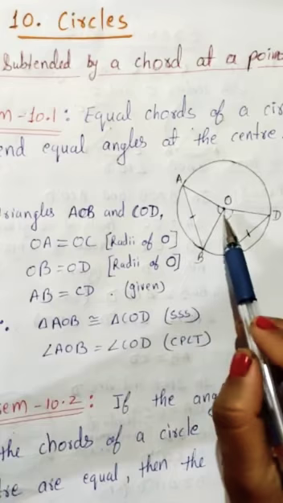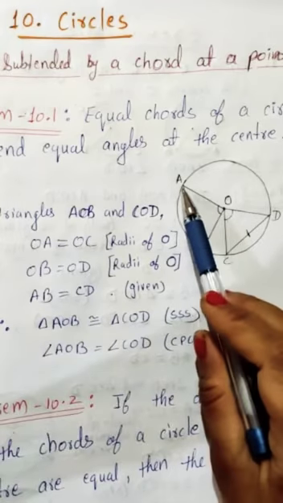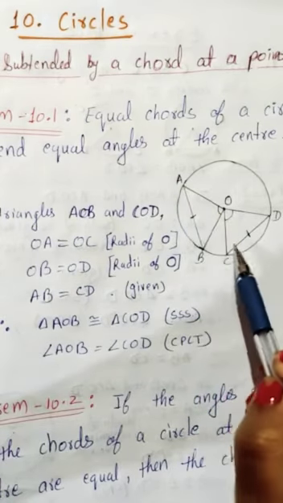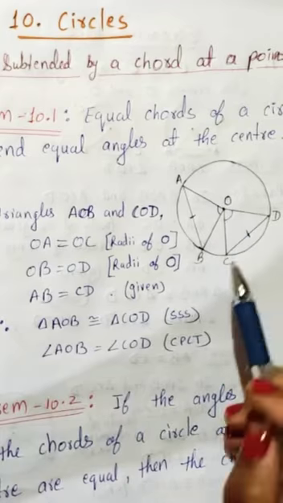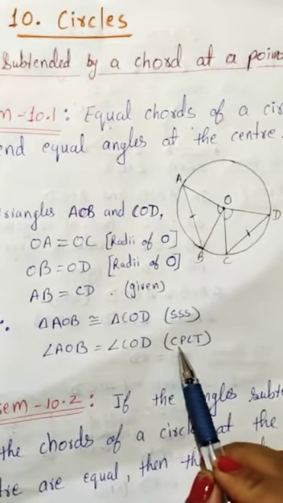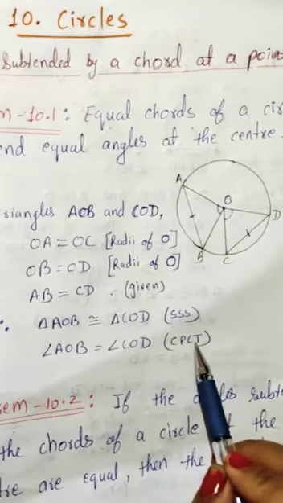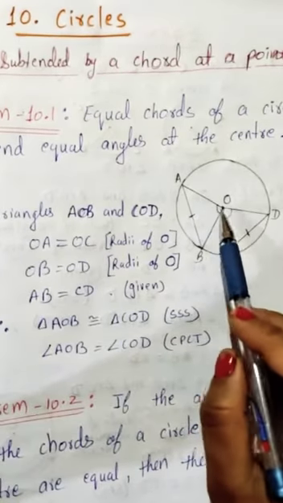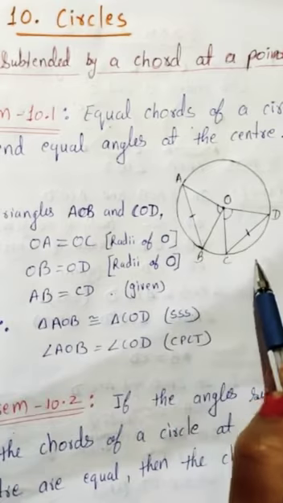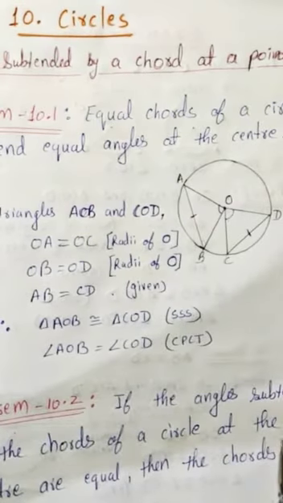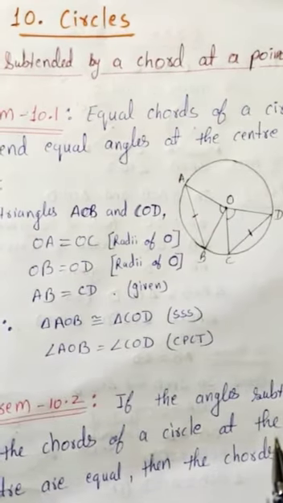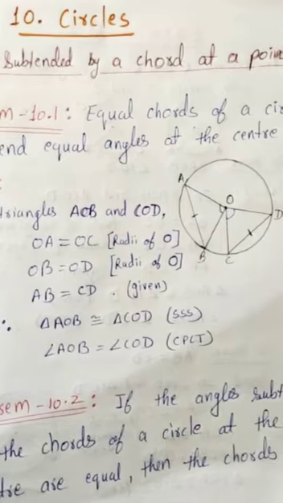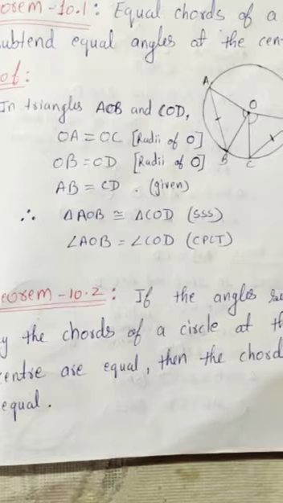Now if these two triangles are congruent, then you can write angle AOB is equal to angle COD. Reason for that will be corresponding parts of congruent triangles. So this way you have proved that the two angles subtended by equal chords are always equal. So this is the theorem. I hope all of you have understood. Now we'll see the converse of the theorem.